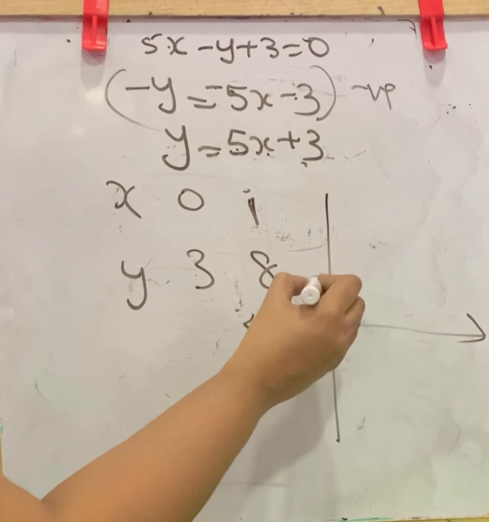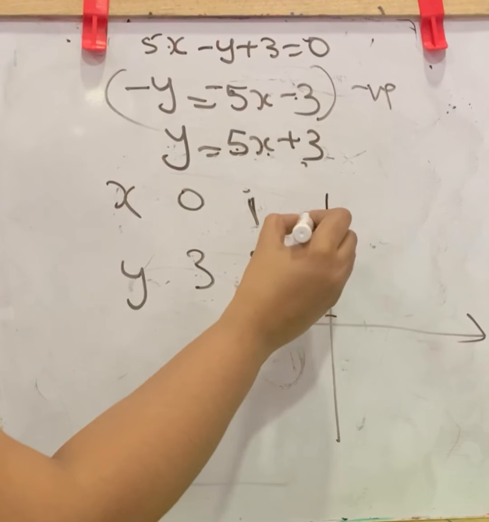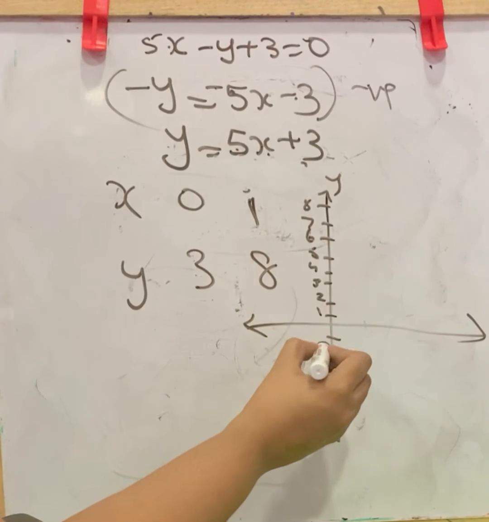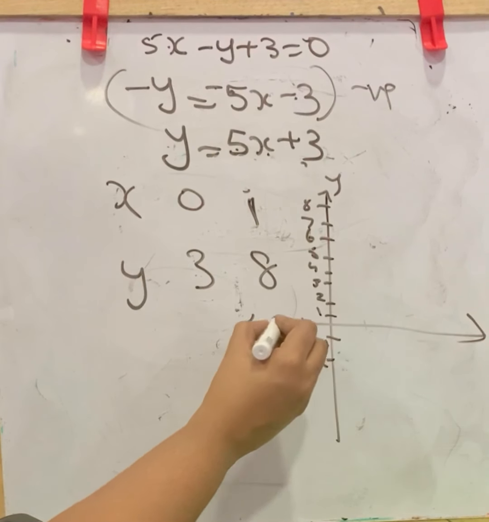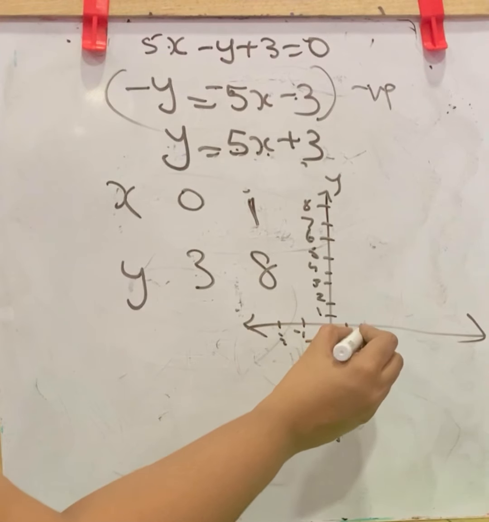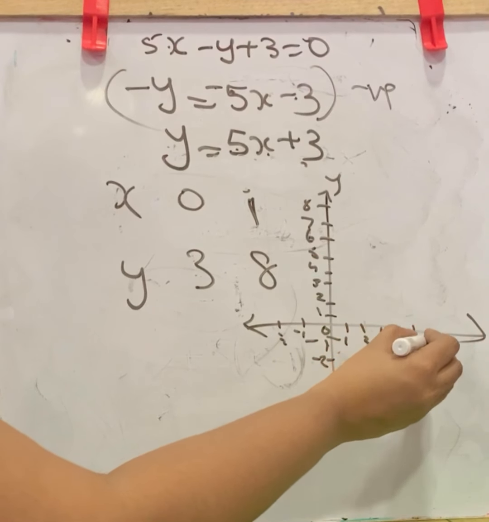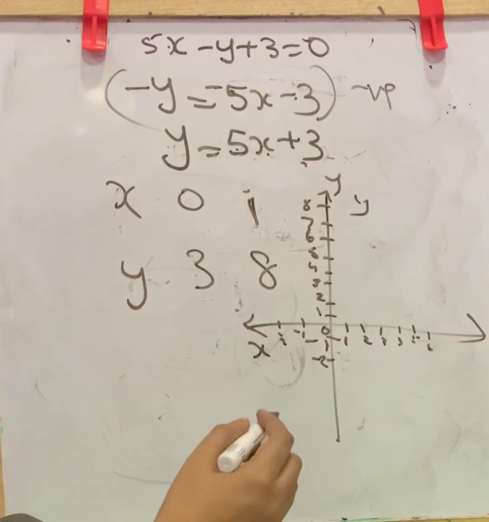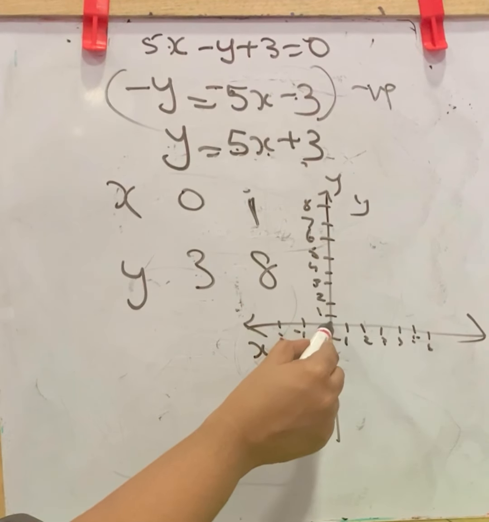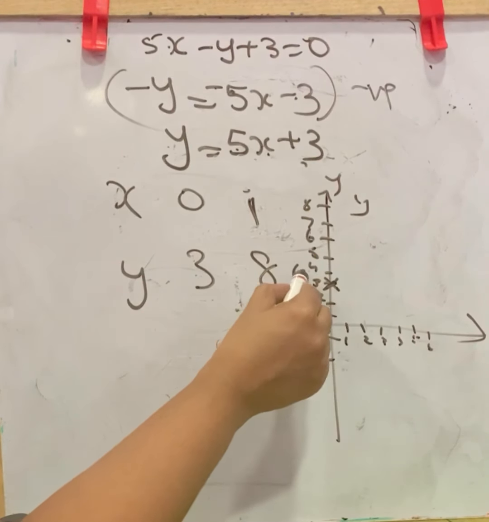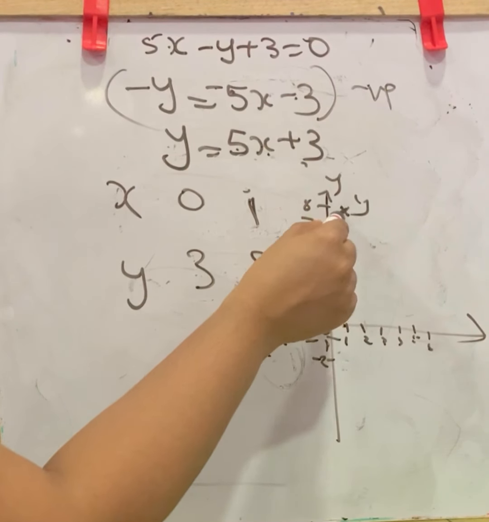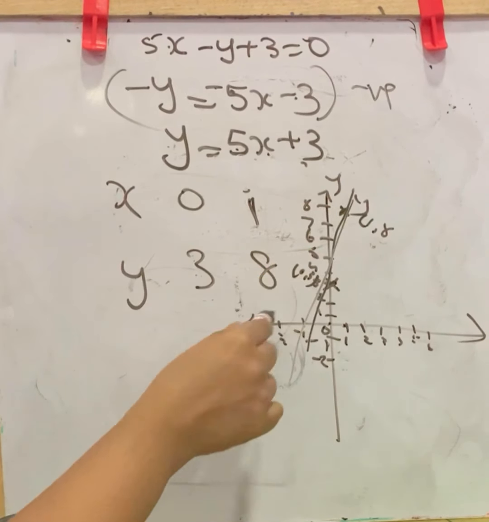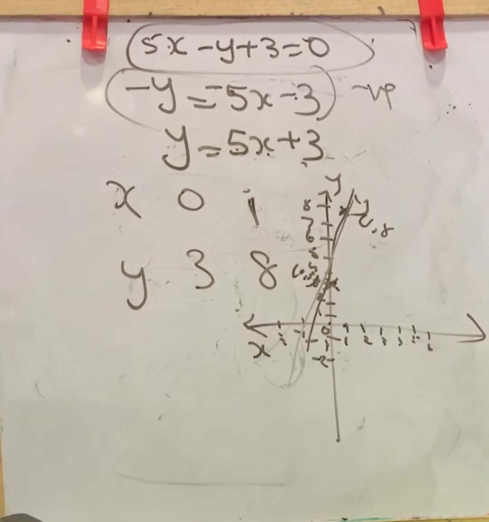1, 2, 3, 4, 5, 6, 7, 8. This is y. Negative 1, negative 2. Here 0, 1, 2, 3, 4, 5, 6 is enough. X axis, y axis. Now 0, 3: x is 0, y is 3. Now x is 1, y is 8. Here 1, 8. Join this. The straight line shows this equation.